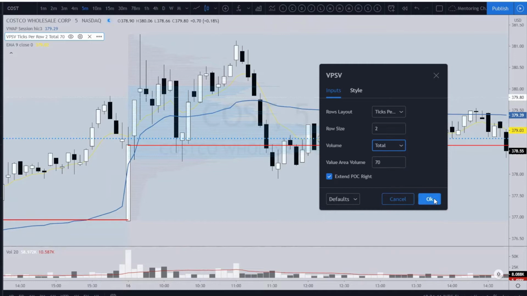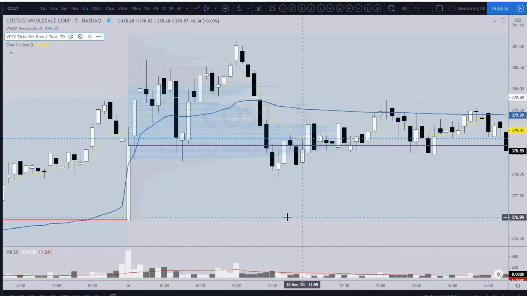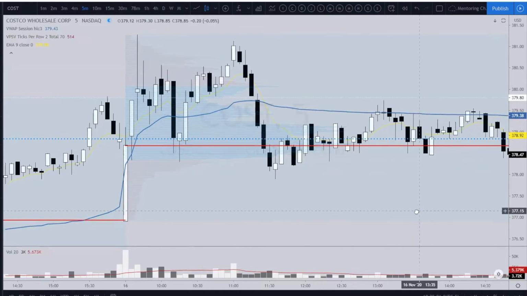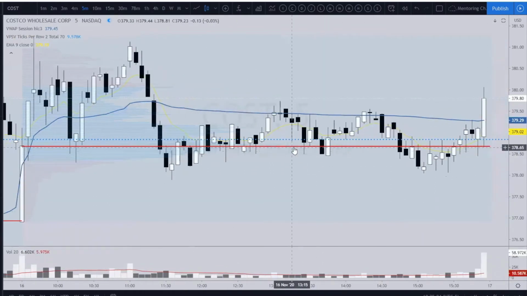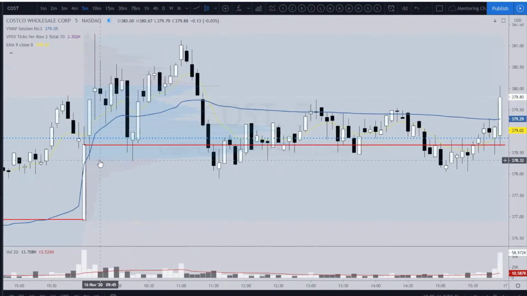So I do that, and POC stands for point of control. Now, what is the point of control? This red line right here is the point of control, and it indicates where the most volume occurred, at this price. So at this price, that's where the most volume occurred during this session. So as you could expect, during the day, as price is developing, this POC is moving. And the value area is where 70% of all the session volume occurred. So obviously that is moving as well.